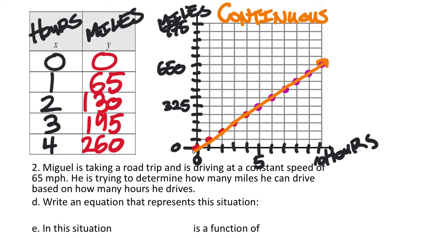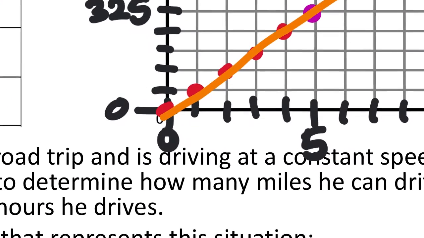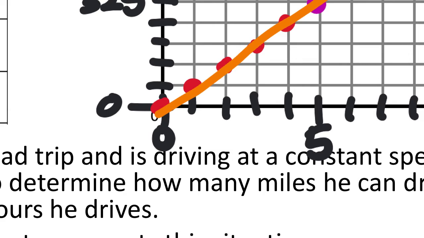Continuous. All right, so discrete is where we do not connect the points. Continuous is where we do connect the points, which again, if you were to zoom in on this, would indicate that every point on the line would be a true statement. Like this one, that'd be a half an hour, and then it'd be half of 65 right there. And yeah, he could go for that half hour, and we can figure out that distance as well.